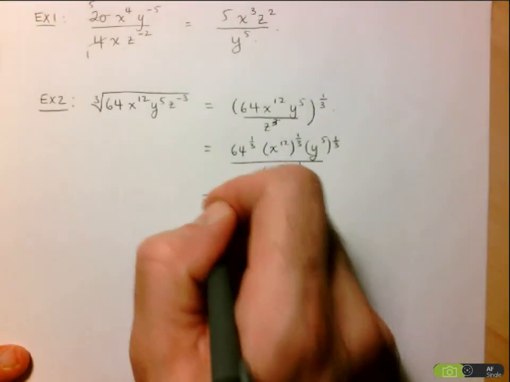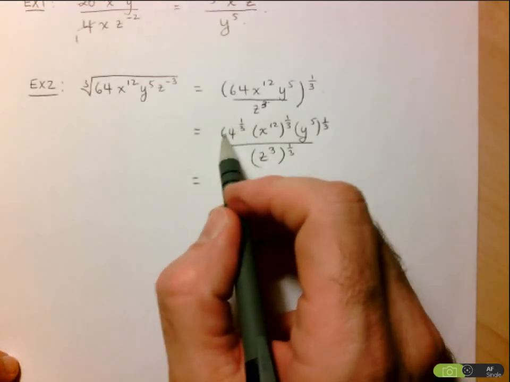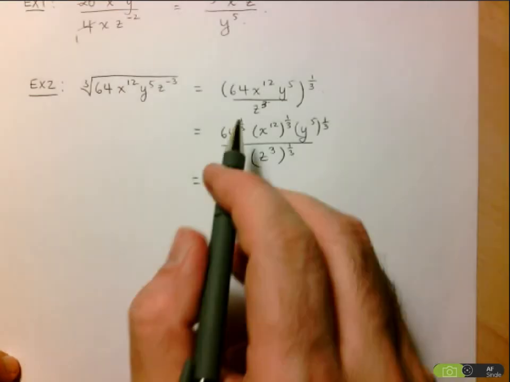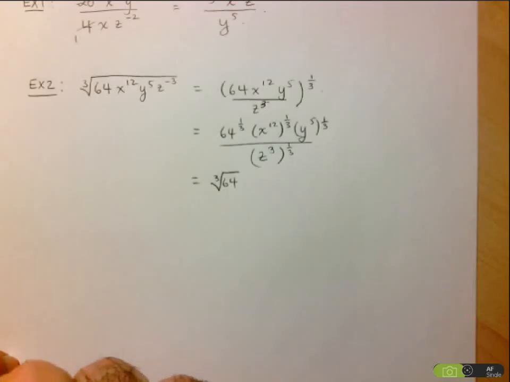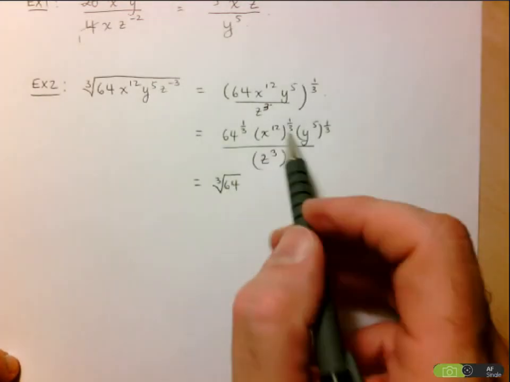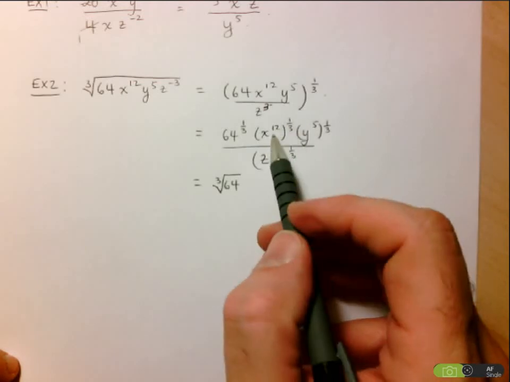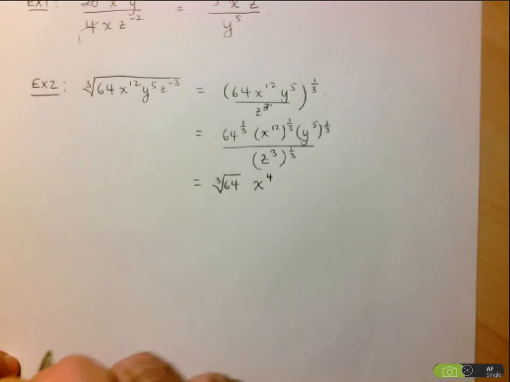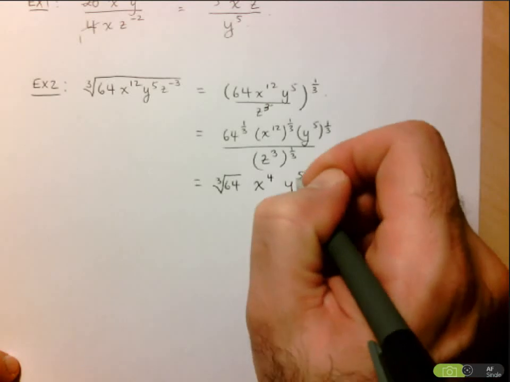Okay, so now I can start simplifying this. Here, it's actually easier to put this back into root form, because now I can take the cube root of 64. In fact, it's a very nice cube root. This one though, I'm going to leave in exponent form so that I can use my exponent rules. Because I have a power of a power, 12 times 1/3 is just 4, so this simplifies to x to the 4. Here, there's no simplification, so this remains y to the 5/3.